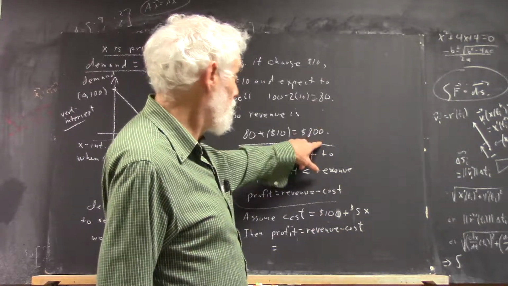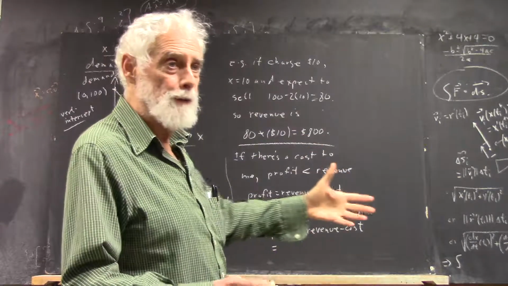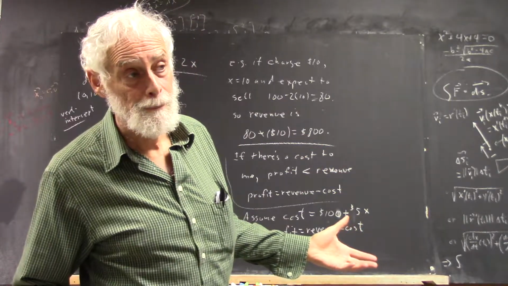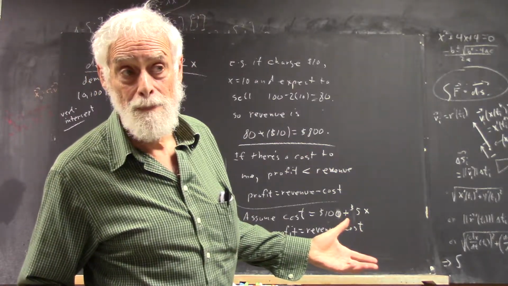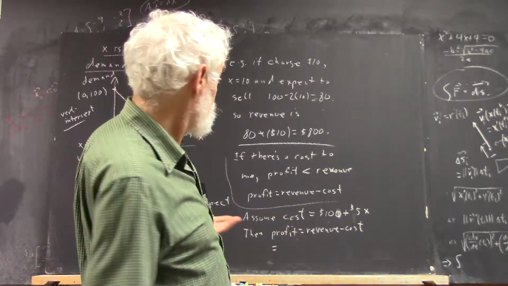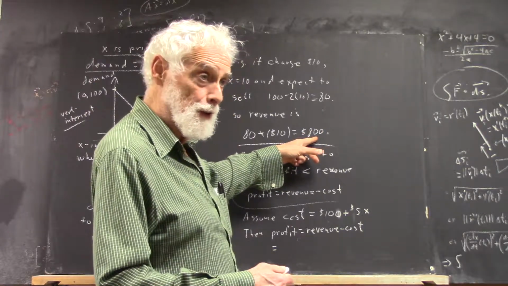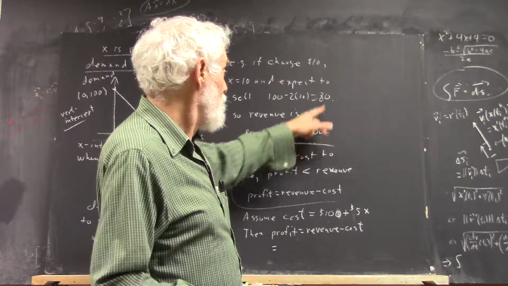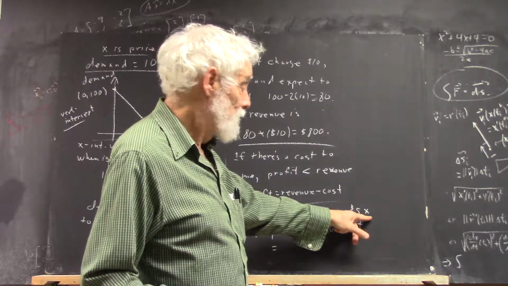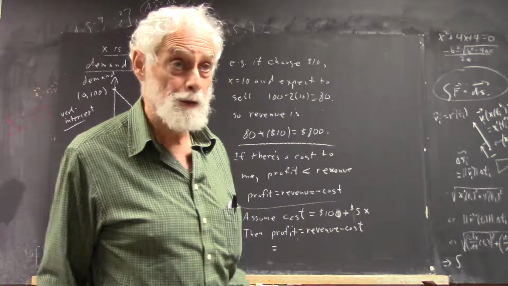Then I sell 80 of them, I make $800. I take in $800. My profit is going to be what? $300, right? Okay? Because I'm going to get $800 by selling them. I'm going to need 80 of them. It's going to cost me $500 for those 80. I'm going to clear $300. Okay?